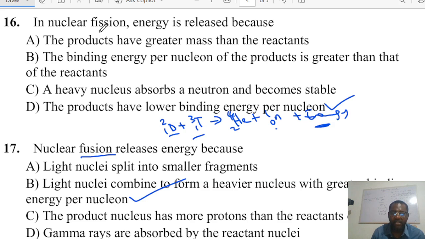Okay, so the answer to this question is still the answer we chose, because for energy to be released, it means that the reactant mass is greater than the product. So the answer is still correct. But fission has to do with splitting, while fusion has to do with fusing.